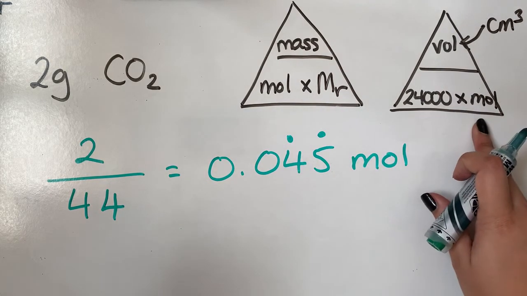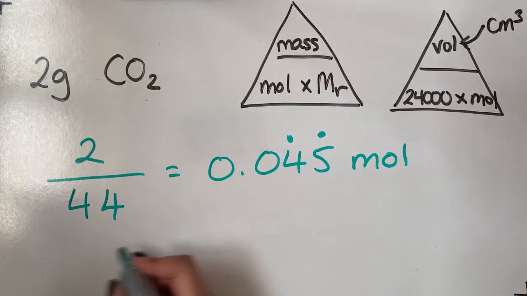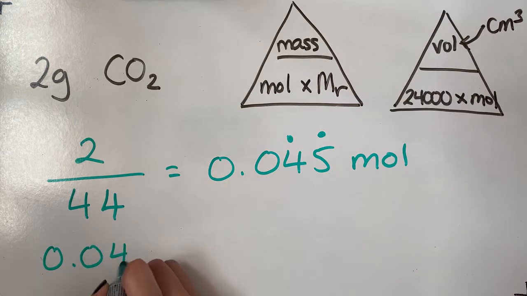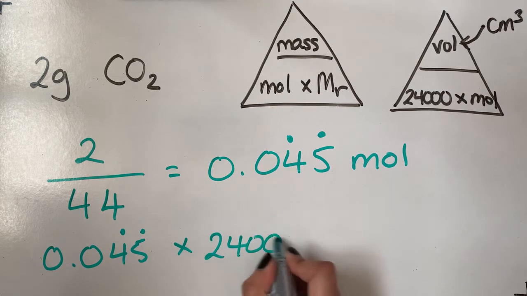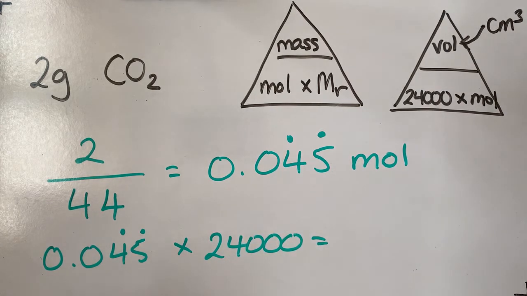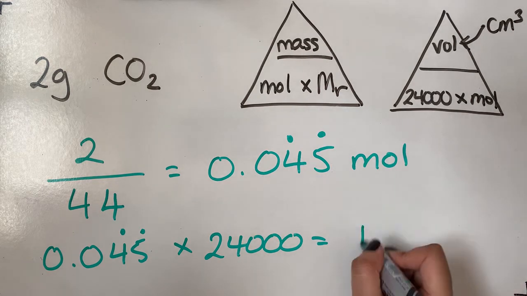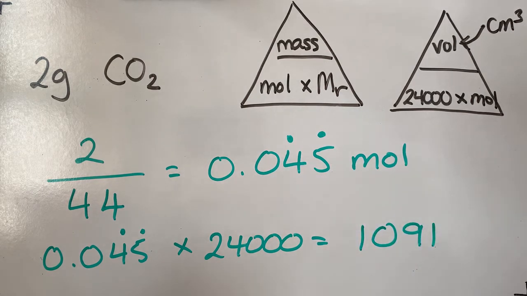We're now going to plug that into this equation to get our volume in centimeters cubed. So it's our moles multiplied by 24,000, which gives us an answer of 1,091. I've just rounded that, centimeters cubed, like so. Right, so that should be fairly straightforward. It's the same kind of method as before, just going in the reverse direction. So you should be fine with the rest of exercise 11.